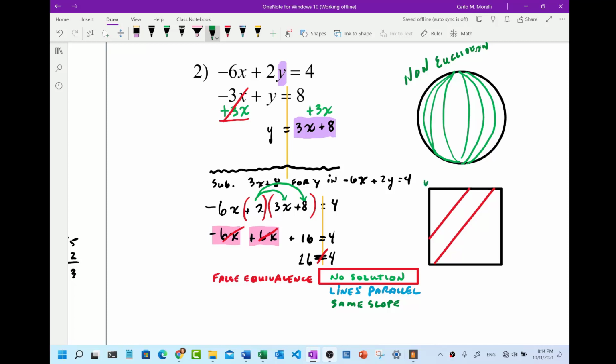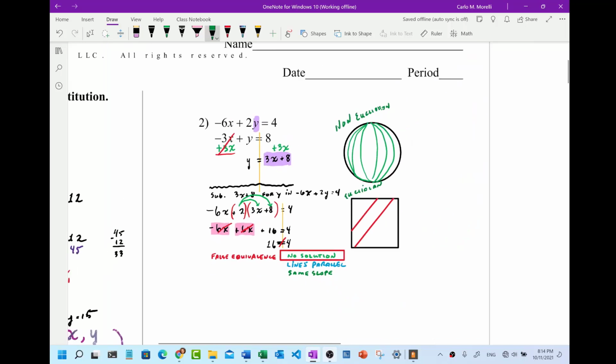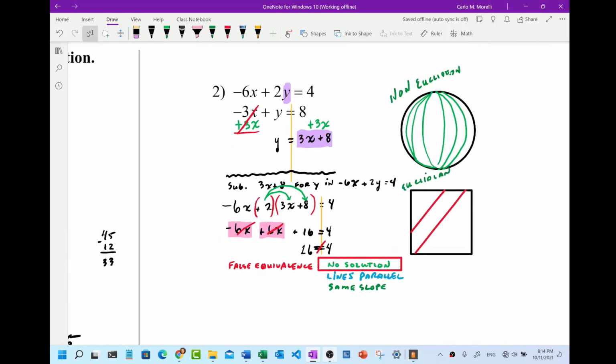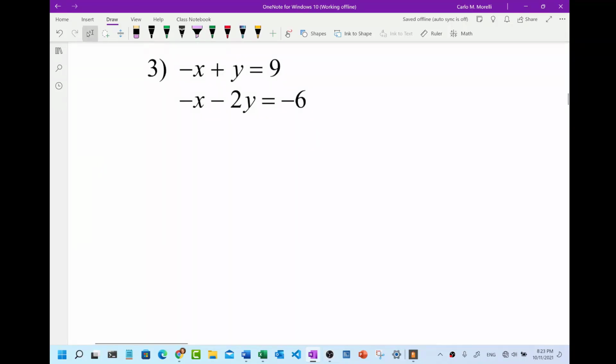And this is Euclidean. Euclidean referring to Euclid, right? So, all right, that's the end of number 2. All right, students, here we are on number 3.